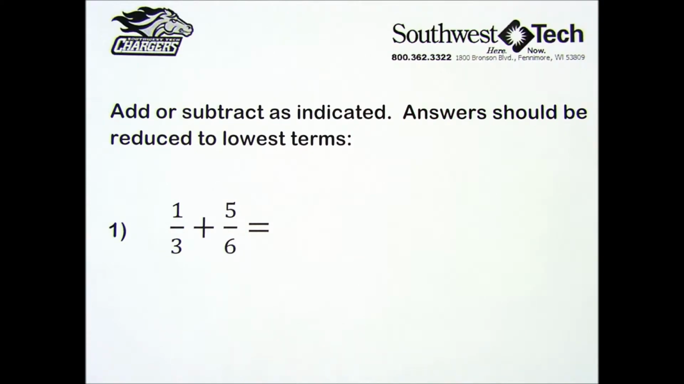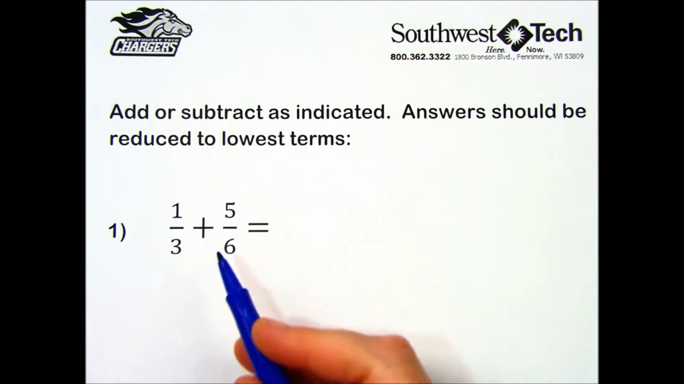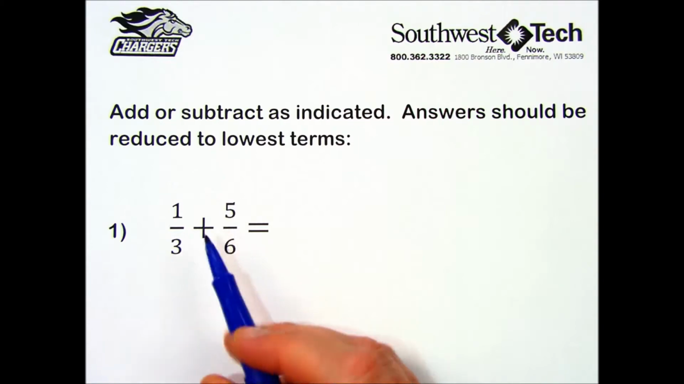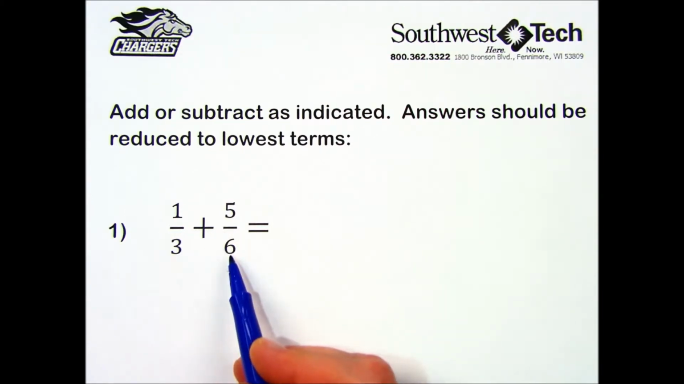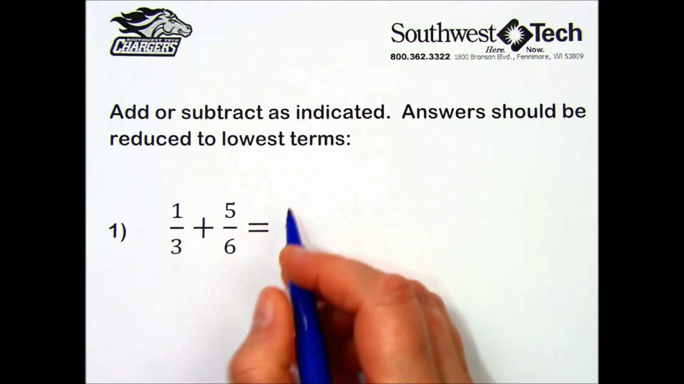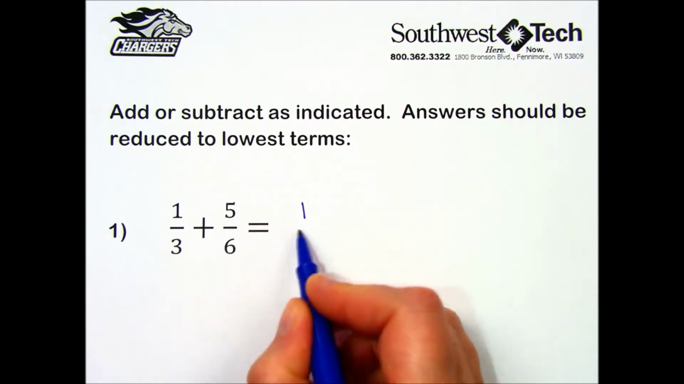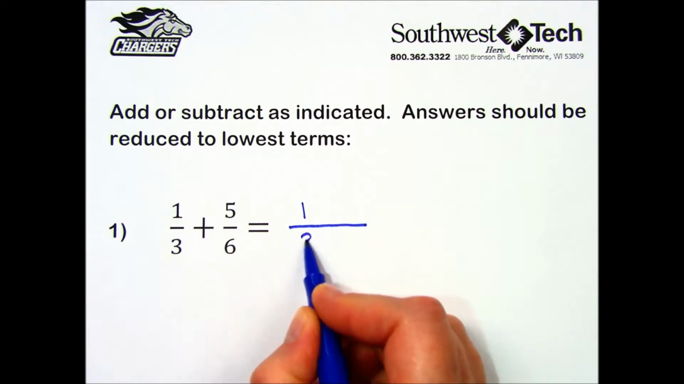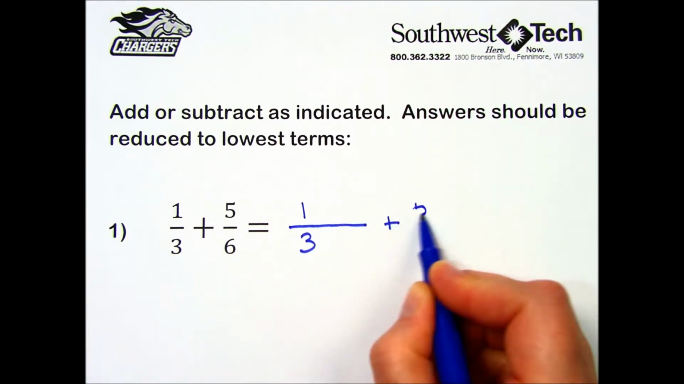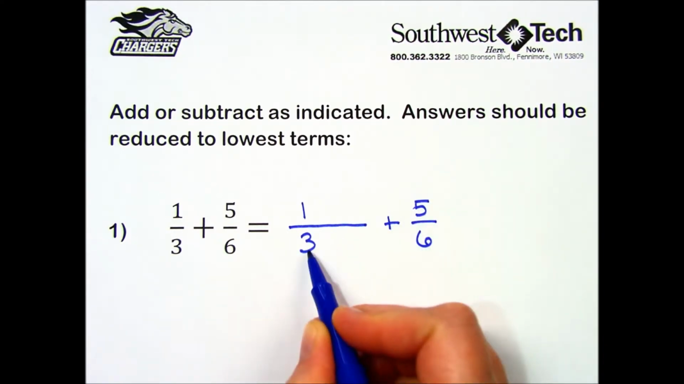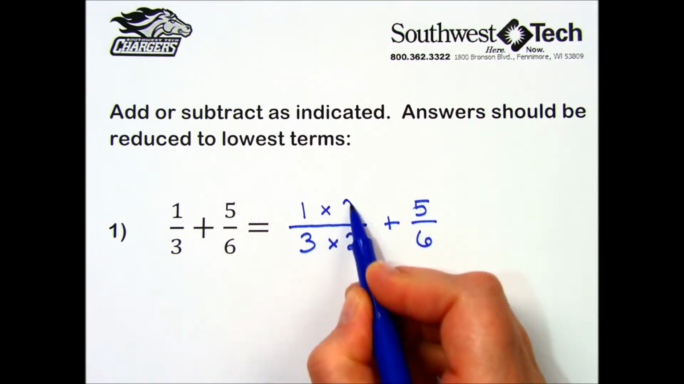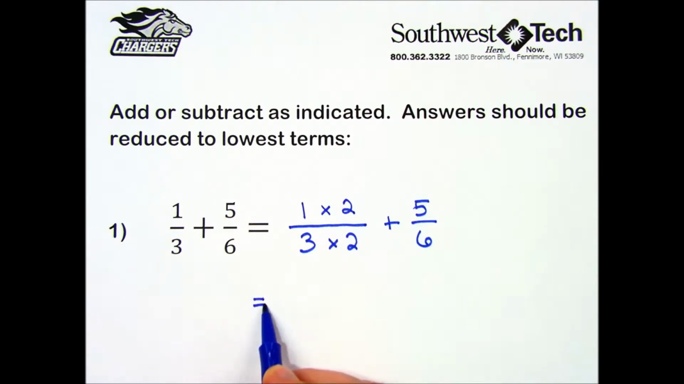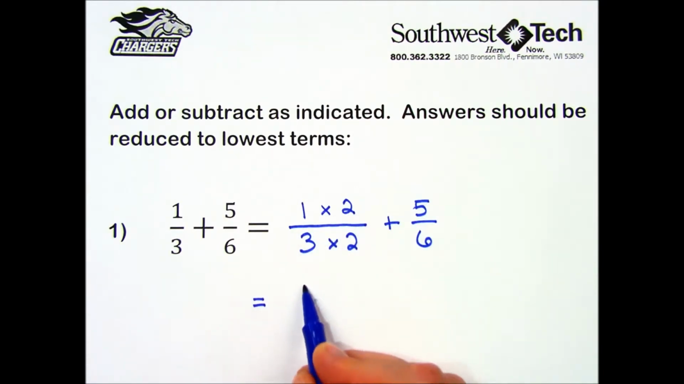We're going to start by trying to use the largest denominator. That will work in this case. 3 times 2 will give me a 6. So let's write the problem. 1/3 with extra space. 3 times 2 gives me 6. Do the same thing in the numerator. 1 times 2 is 2. 3 times 2 is 6.